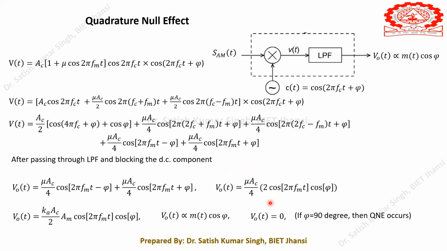Remember that for conventional amplitude modulation, whenever we do the demodulation using synchronous or coherent detection, there is a chance of quadrature null effect if there is no phase synchronization between the carriers. I will be discussing multi-tone modulation in the coming lectures.